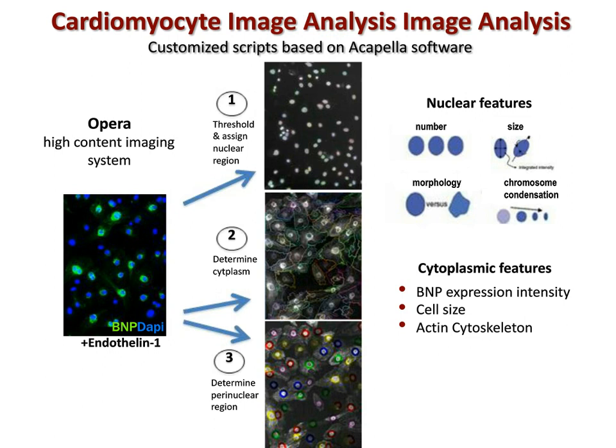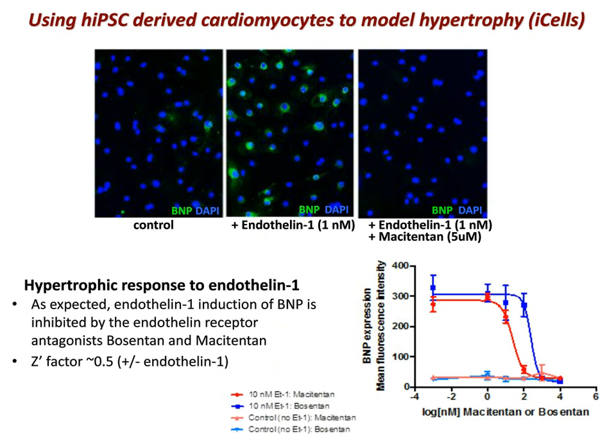So as the next step in assay development, we showed that the drugs macitentan and bosentan, antagonists of the endothelin-1 receptor, not surprisingly could be used as control compounds. As expected, endothelin-1 induction of BNP is inhibited by the endothelin receptor antagonists, bosentan and macitentan, in a dose-dependent manner. The Z factor that we obtained was around 0.5, either plus or minus endothelin-1 or plus or minus macitentan in the presence of endothelin-1, indicating that the assay is sufficiently robust for screening.